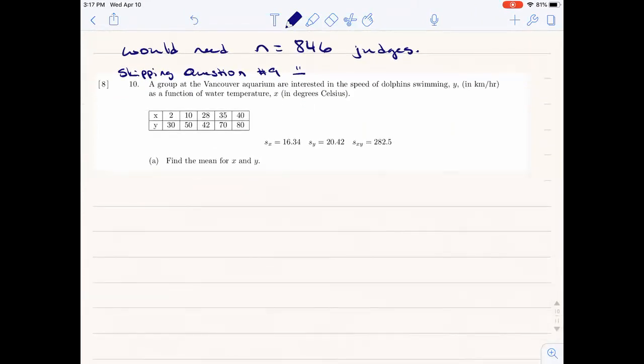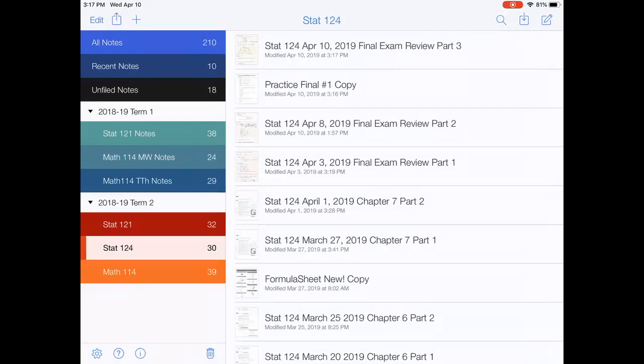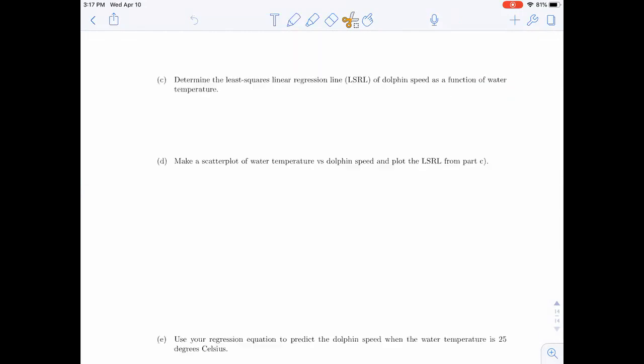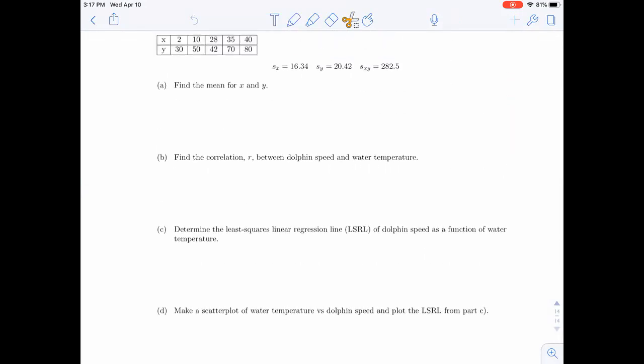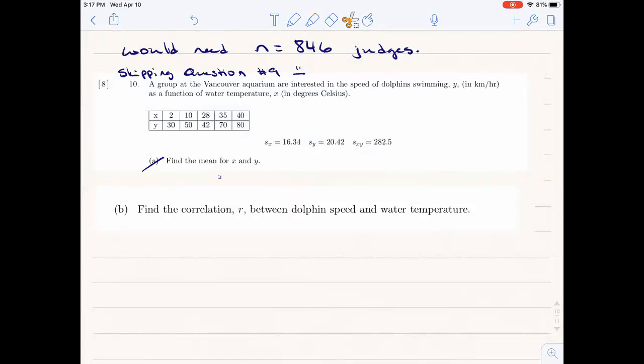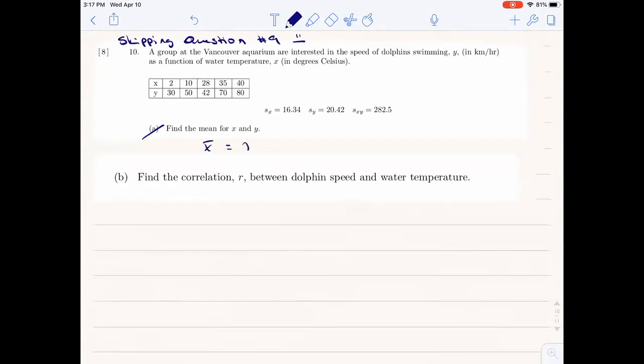You can go ahead and do A on your own for the regression question, but it's not something that you're going to have to do. Of course, you're all very able to find the mean of X and Y. We'll need it, so I'll just tell you what it is. X bar is 23 and Y bar turns out to be 54.4.